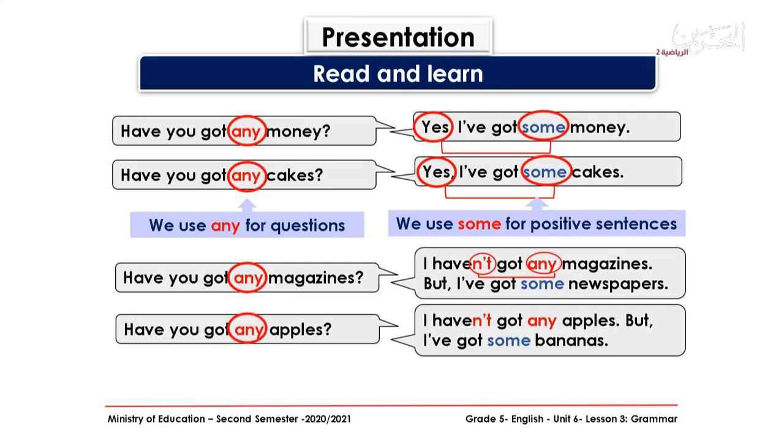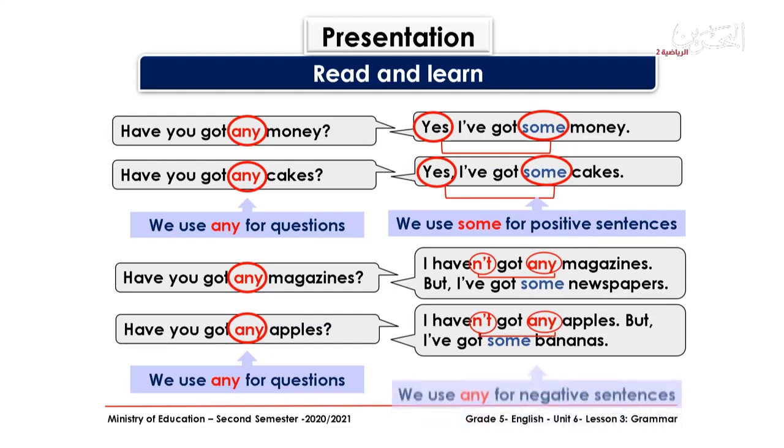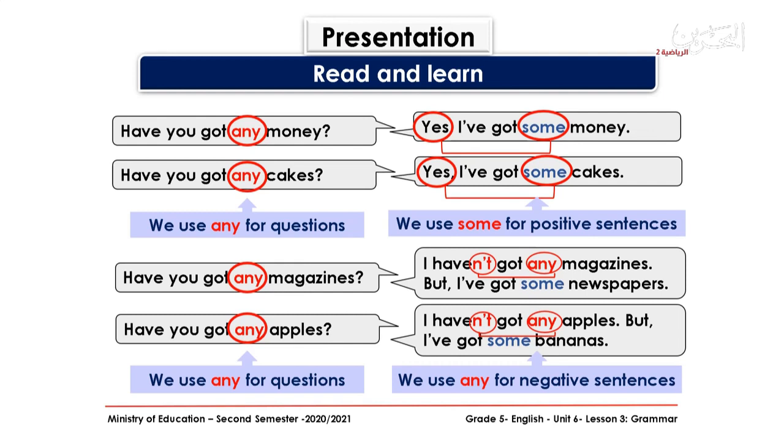So you can see here another example, have you got any apples? And because the answer is negative, we put any before the object. So we can learn here that we use any for questions and also for negative sentences.